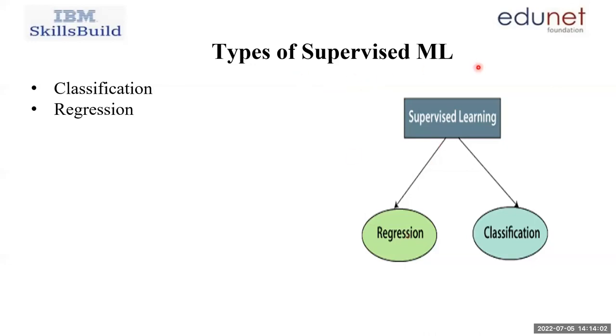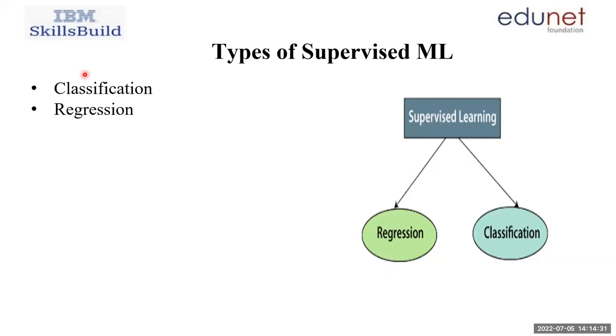Supervised ML consists of two different types. First one is regression, another one is classification. What is the difference between regression and classification? If you are going to solve a real-time problem, we need to identify which type of algorithm we need to implement to solve that particular problem. So based on the problem, we need to use a regression or classification algorithm.